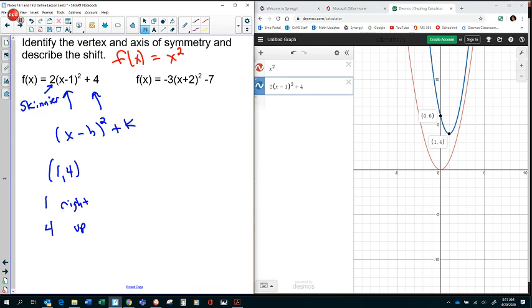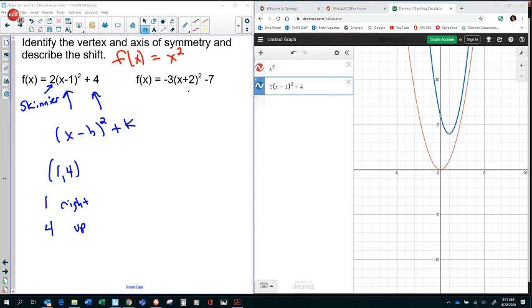Remember, if we put this as a decimal, let's say 0.2, it gets fatter. So decimals make it wider. Numbers greater than 1 make it a little bit tighter. Okay, let's go ahead and graph this next one.